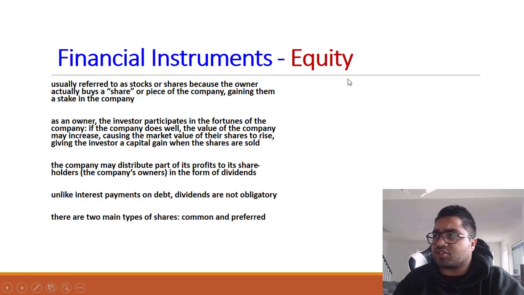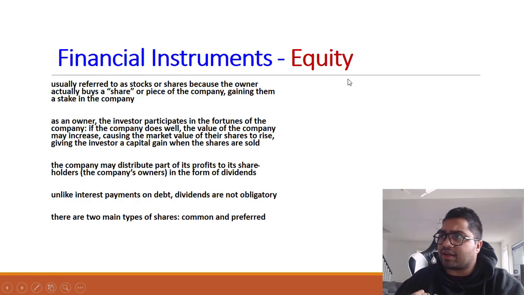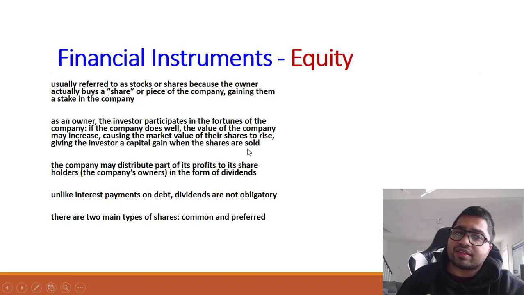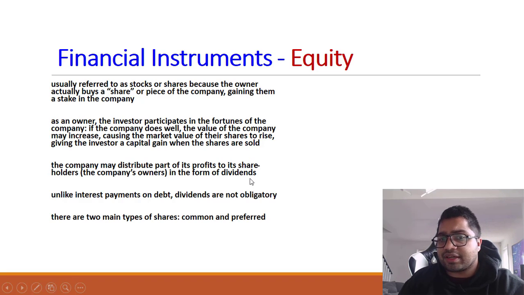Then financial instrument equity. Equity is nothing but buying ownership in a company, usually referred to as stock or shares, because the owners actually buy a share or piece of the company, gaining a stake in the company. As an owner, the investor participates in the fortune of the company. If the company does well, the value of the company may rise, causing the market value of the shares to rise, giving investors a capital gain when the shares are sold. The company may distribute profits using dividends.